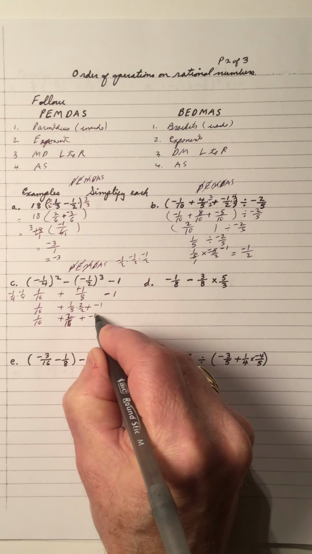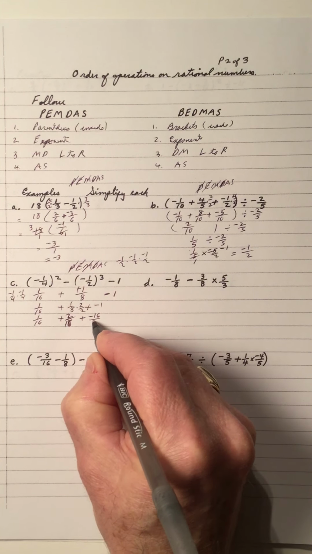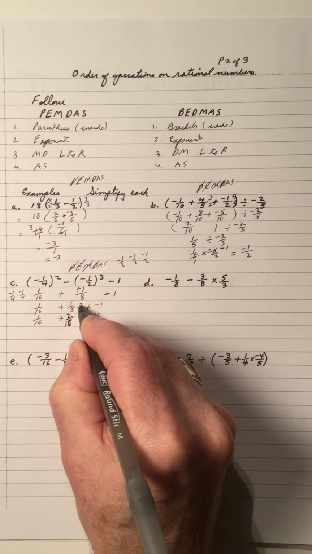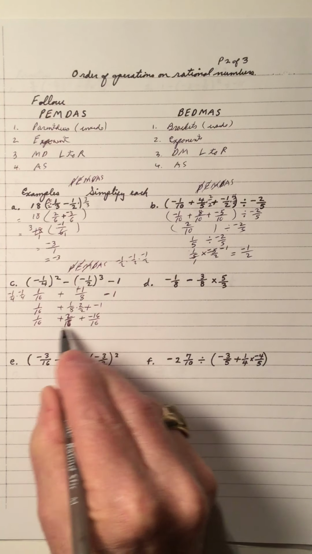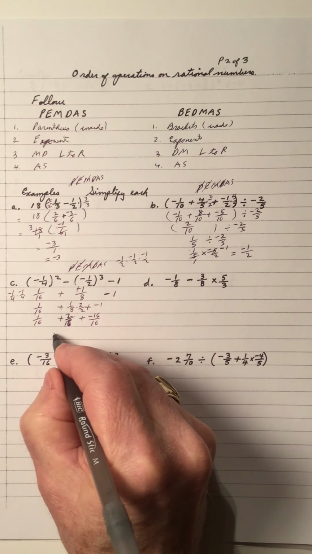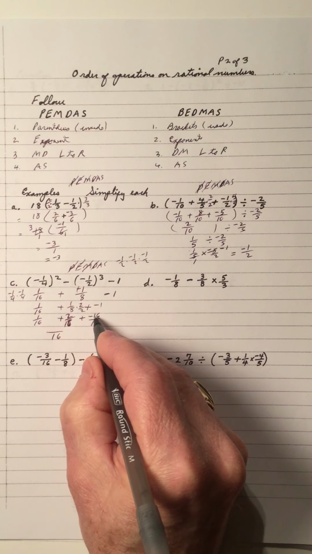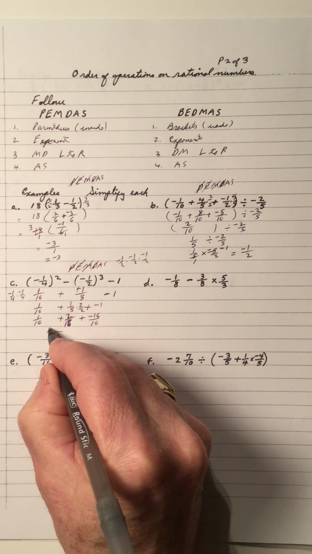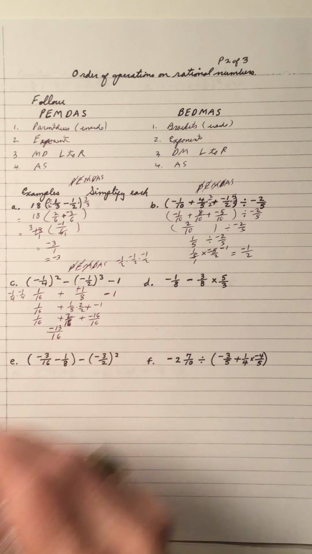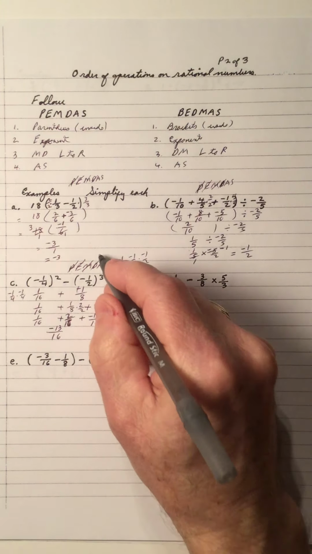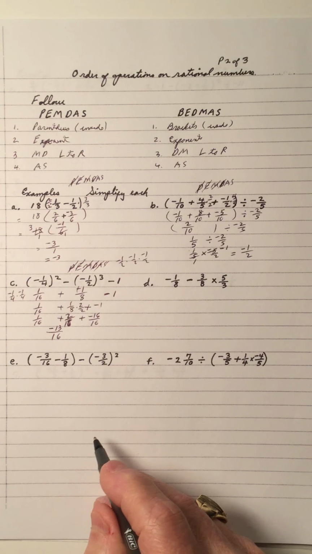Okay. And the negative 1 is negative 16 over 16. So note there, I'm looking for a common denominator of 16, and 16 is my denominator. 1 plus 2 is 3. 3 added to negative 16 is negative 13. And that's done.